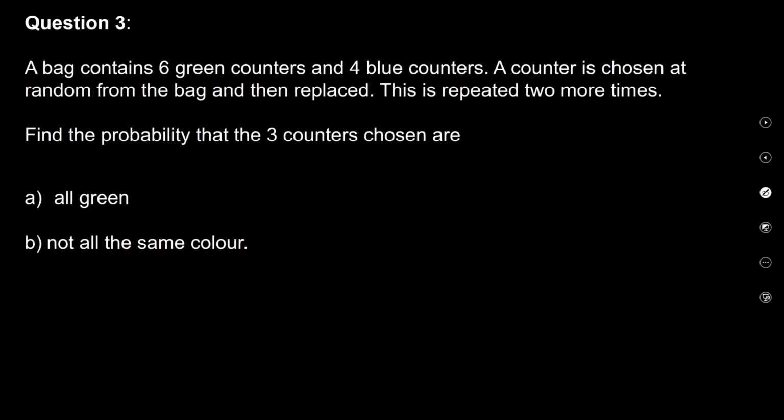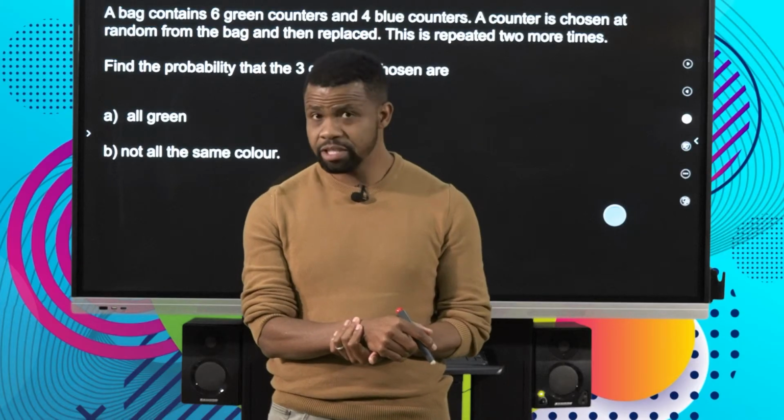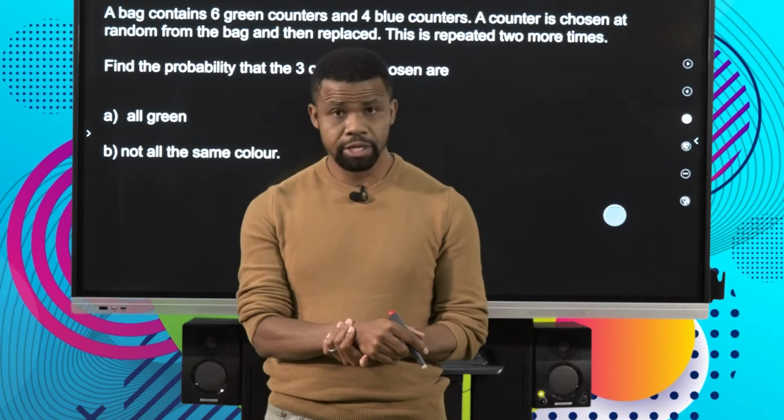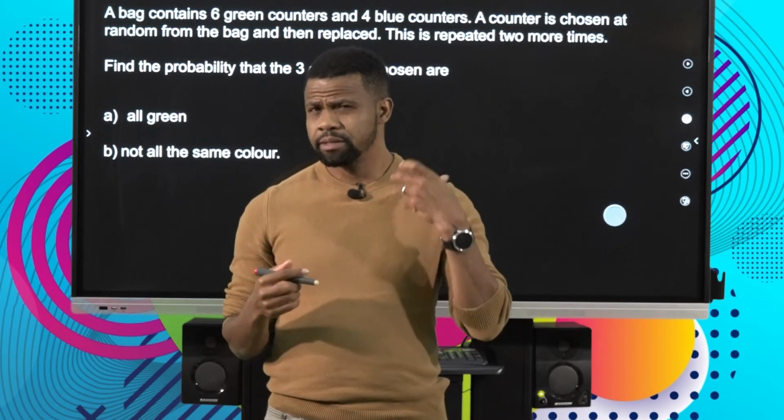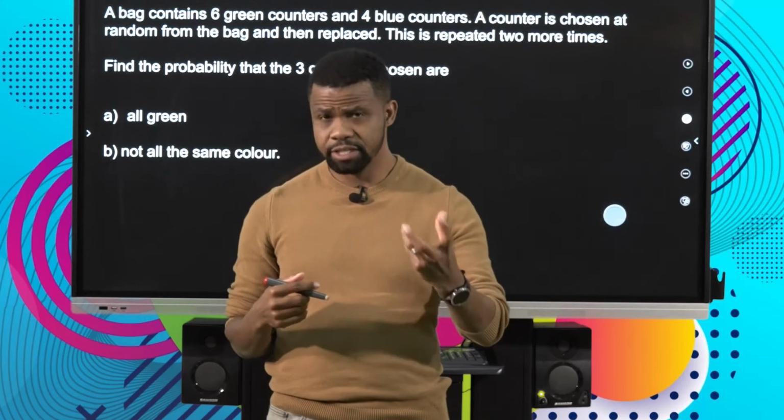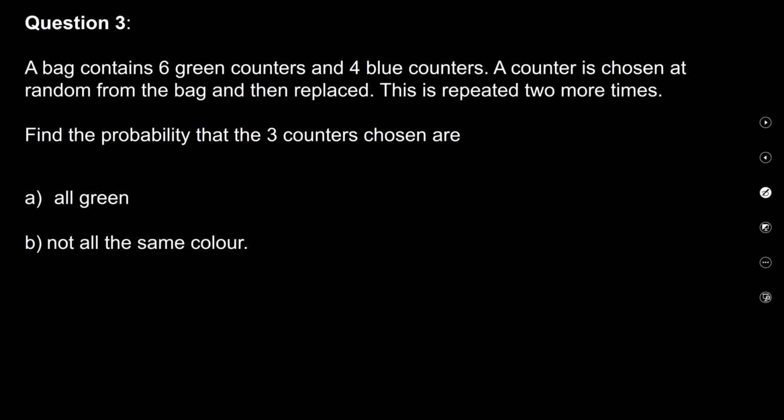Now, let's look at another question. But this question is a bit different. I don't think it requires a Venn diagram, but it's very important to read and see what is required there. So this question 3: a bag contains 6 green counters and 4 blue, okay? So what do we have in total in that bag? We have 10 counters because 6 are green and 4 are blue.